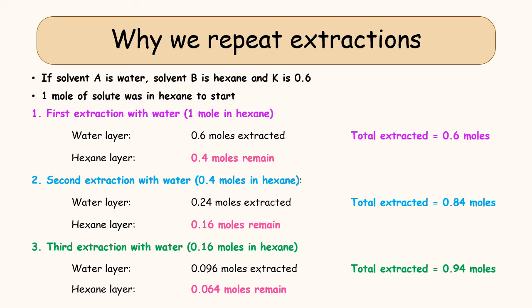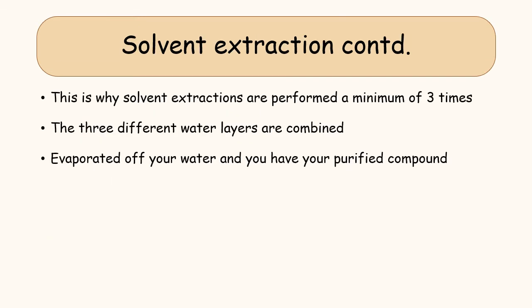So this is exploiting the fact that equilibrium always means that you get this separation. No matter how little you have, some of it's always going to go into the second solvent based on equilibrium. Now, because an equilibrium is always set up, we always do extractions a minimum of 3 times. Some people will do it 5 times, but a minimum of 3 should get you close to or above 90% of complete extraction.